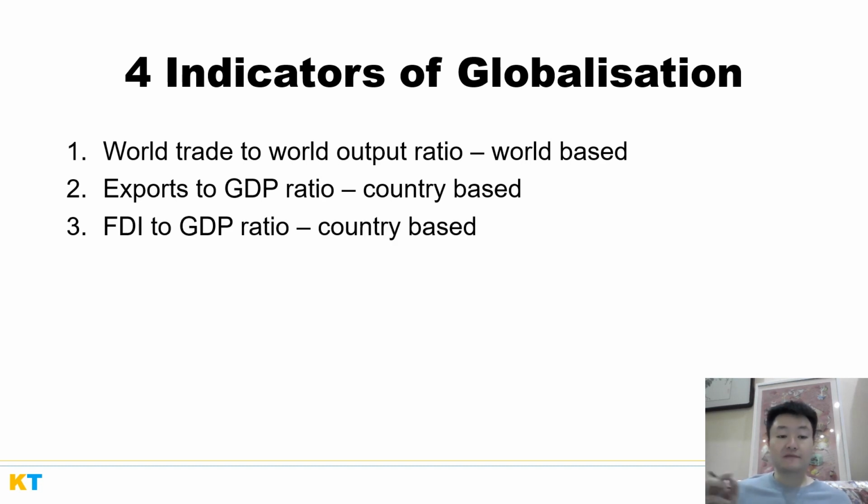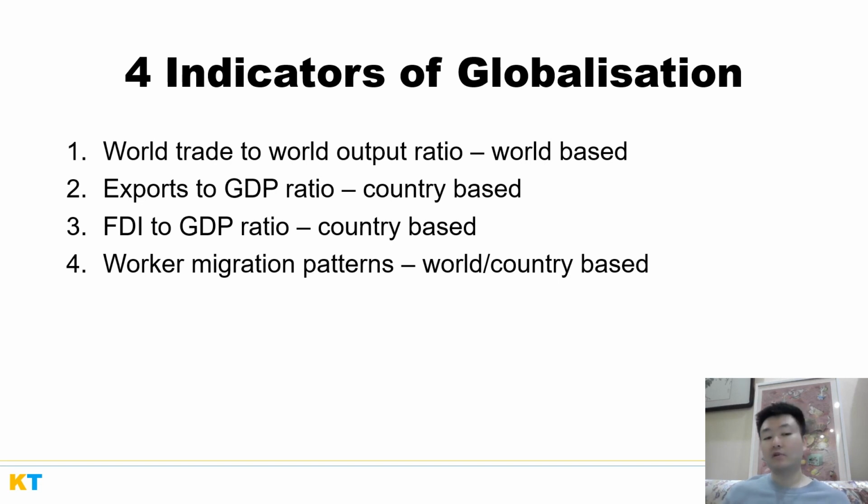Number three, foreign direct investment to GDP ratio. This is also country-based. And with this number, we're able to tell what is the percentage of our output compared to the investments that foreigners are bringing into the country to start a business or for mergers and acquisitions.